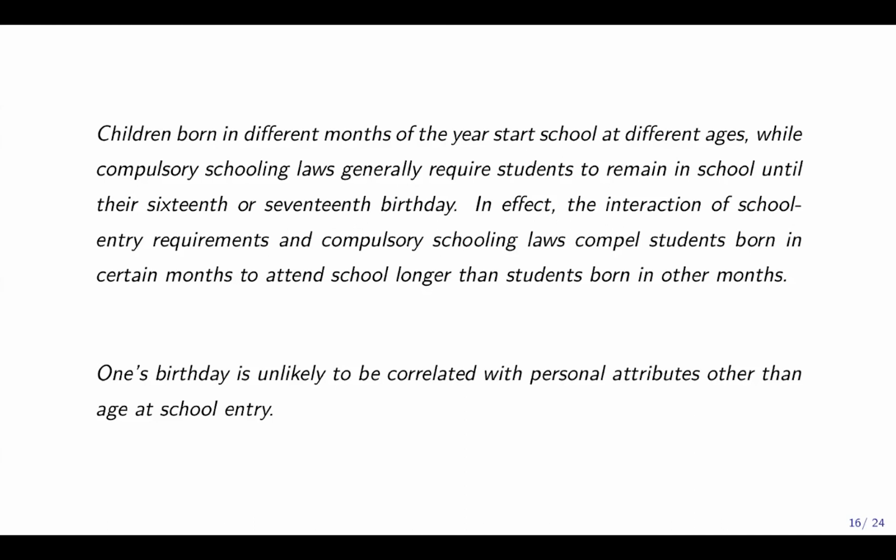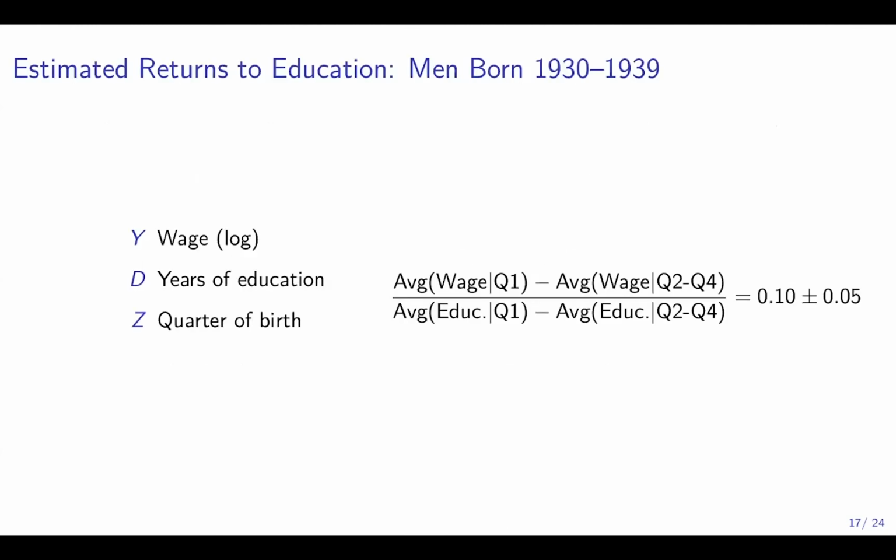Assuming that Angrist and Kruger are correct, and indeed quarter of birth is a valid instrument, we can use it to estimate the causal effect of an extra year of education on wages in the following way. First, we calculate the average difference of wages between men born in the first quarter and men born in quarters 2 through 4. That's the numerator in this fraction here. Men born in the first quarter actually earn less on average later in life, it turns out. So this difference in the numerator is negative.